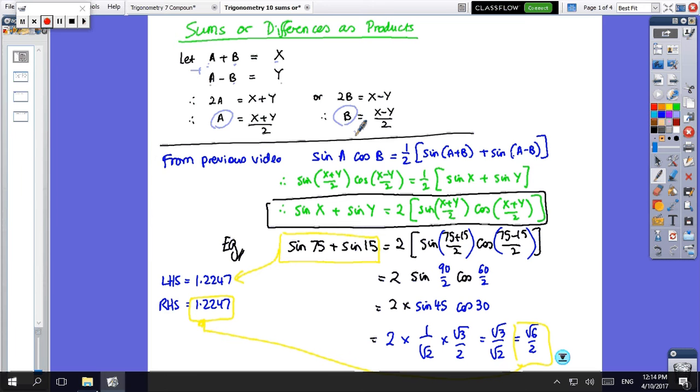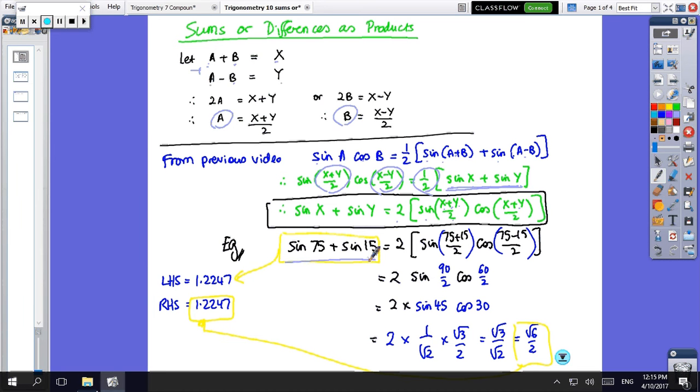From the previous video, we've got sine a cos b equals half of sine of the sum plus sine of the difference. And we've just said that a equals (x plus y) on 2 and b equals (x minus y) on 2, to give me sine x plus sine y. Or, rather than having that, if I double both sides, I have sine x plus sine y equals twice sine (x plus y) over 2 times cos (x minus y) on 2. So this is how we use it.